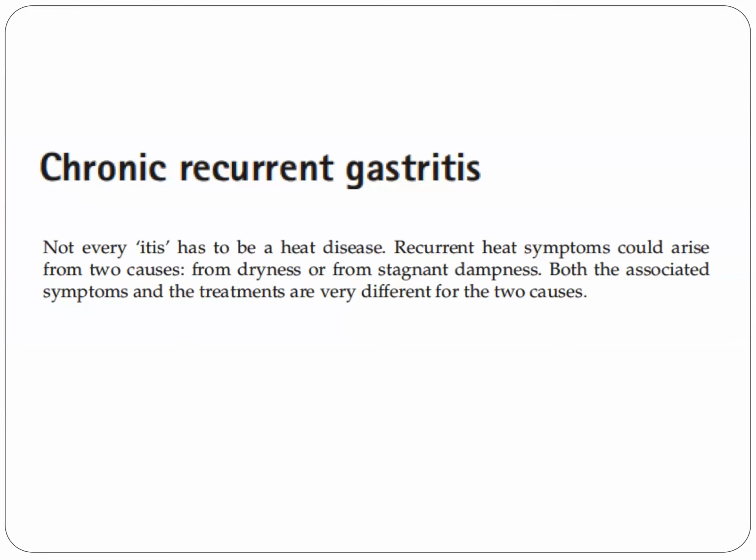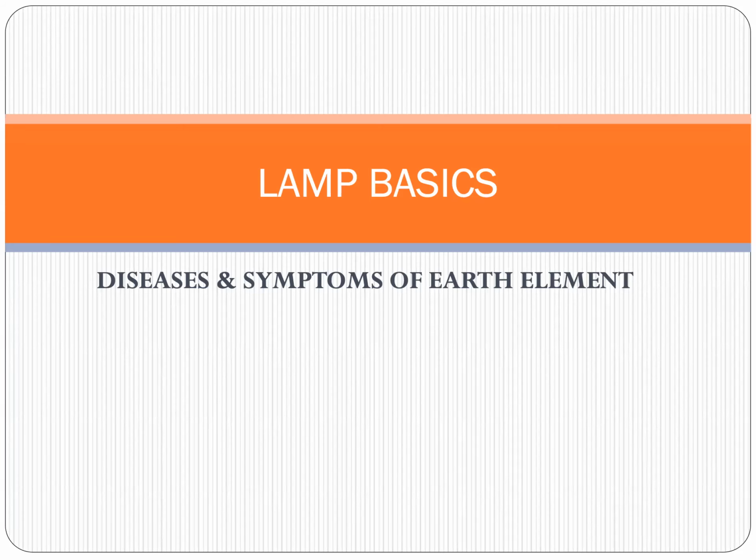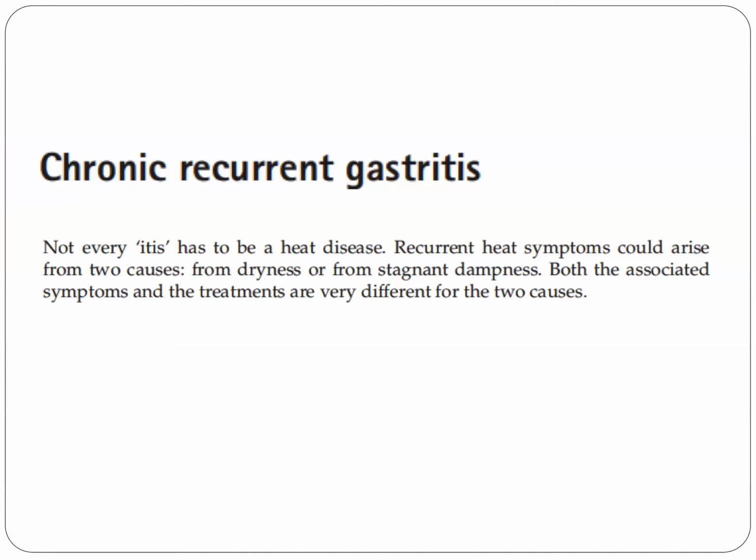Now let's continue our studies on diseases and symptoms of earth element. Chronic recurrent gastritis. Not every itis has to be a heat disease. Recurrent heat symptoms could arise from two causes, from dryness or from stagnant dampness. Both the associated symptoms and the treatments are very different for the two causes. Okay?